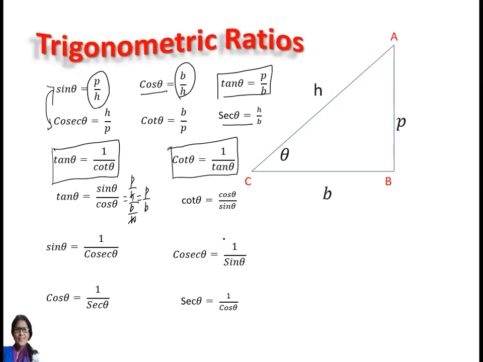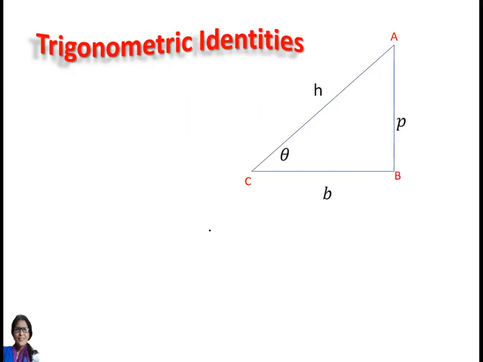Next, after knowing all these relations, that means rules, now I'll go for identities. What is an identity? An identity is a relation which is always true. You know, if you have read in algebra. Now we'll go for trigonometric identities.